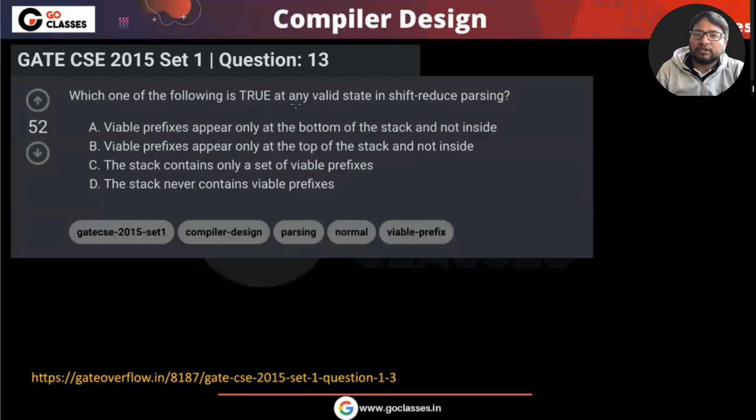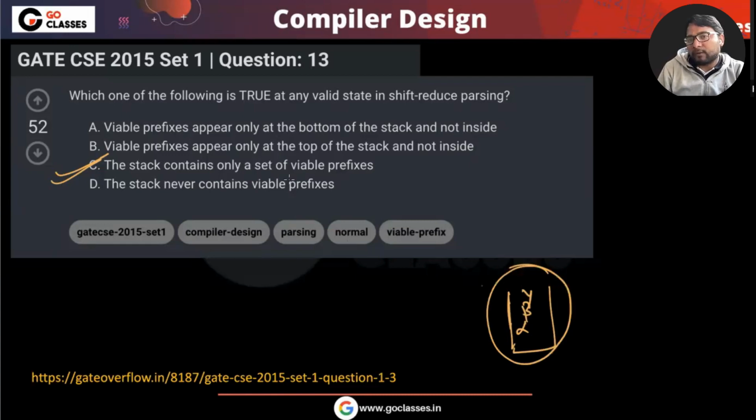Let's just solve this question. Which of the following is true about any valid state in shift-reduce parsing? A: A viable prefix appears only at the bottom of the stack and not inside. B: A viable prefix appears only at the top of the stack and not inside. C: The stack contains only the set of viable prefixes. D: A stack never contains a viable prefix. What is the answer? The stack contains only the set of viable prefixes, right? Viable prefix only at the bottom? No, the whole thing is also the viable prefix. This is not very clearly framed, to be honest, but the whole stack content is the viable prefix. So if I have to choose the best option, I will choose C. The stack contains only the set of viable prefixes. Understood?